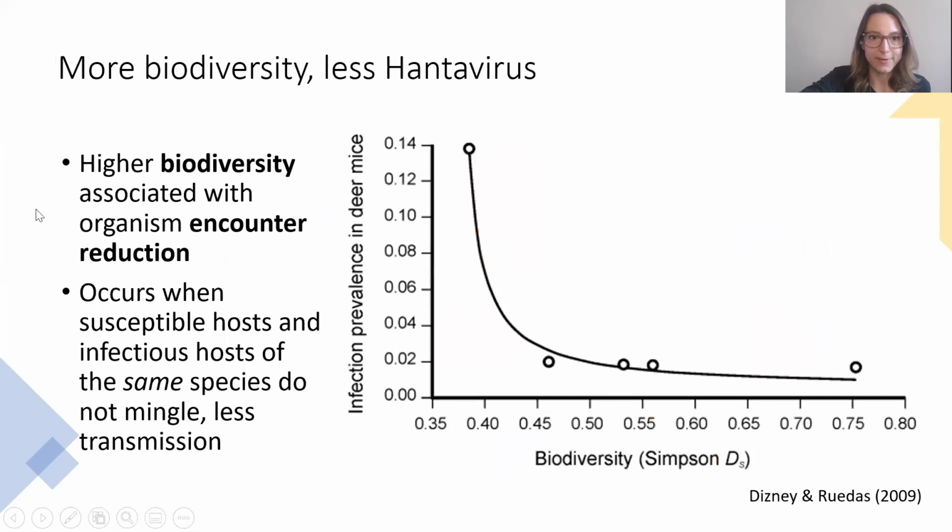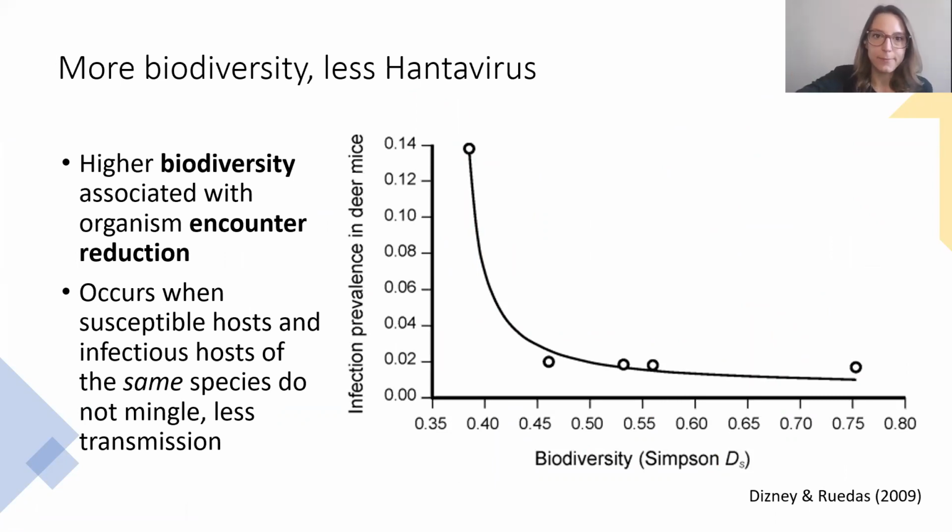Now, one more example of this. In addition to the dilution effect, which we just saw, another important key there is this encounter reduction. And I think someone may have also mentioned this in the comments, that when you have less density, then usually species are not bumping into each other. There's going to be less of that risk of transmission between species.